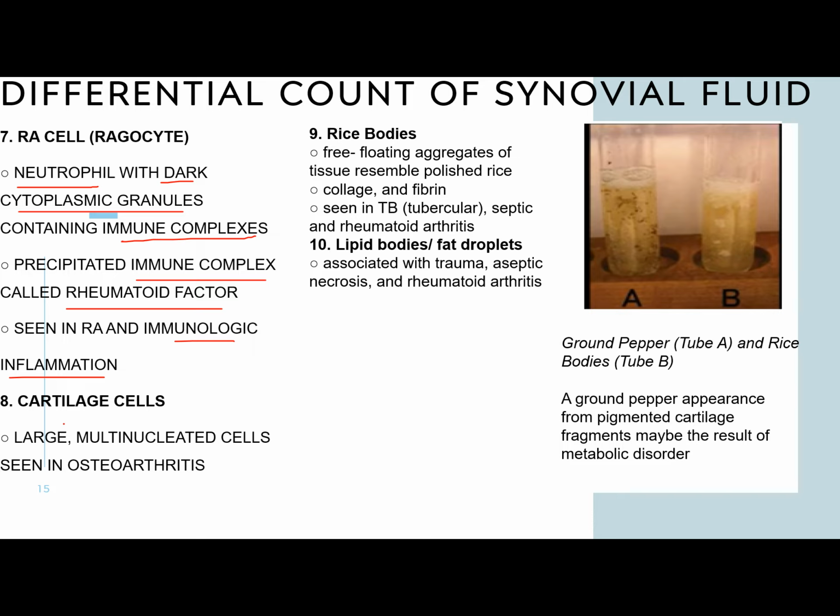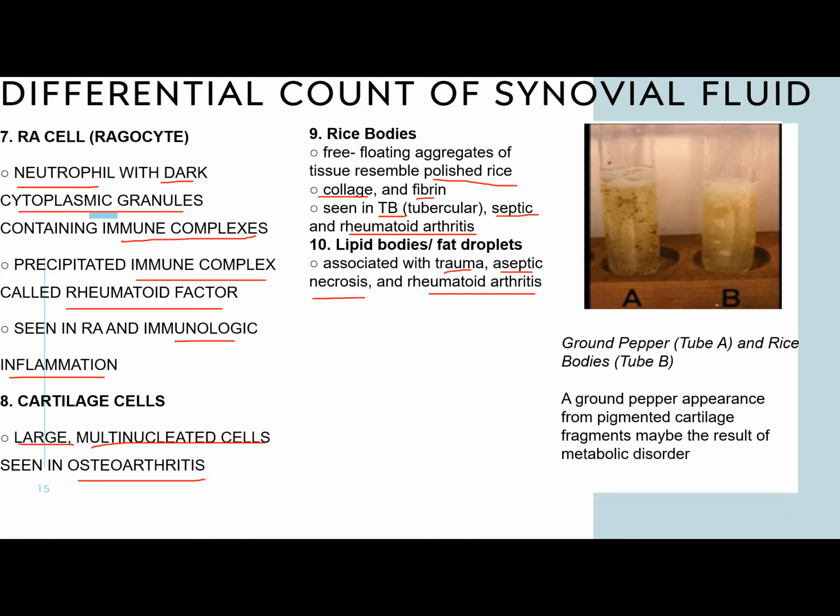Then we have your cartilage cells. These are large multinucleated cells that are seen in osteoarthritis. Then we have your rice bodies. These are free floating aggregates of tissue resembling Polish rice. They are made up of collagen and fibrin, and they are seen in TB, septic, and rheumatoid arthritis. Then we have your lipid bodies and your fat droplets associated with trauma, aseptic necrosis, and rheumatoid arthritis.